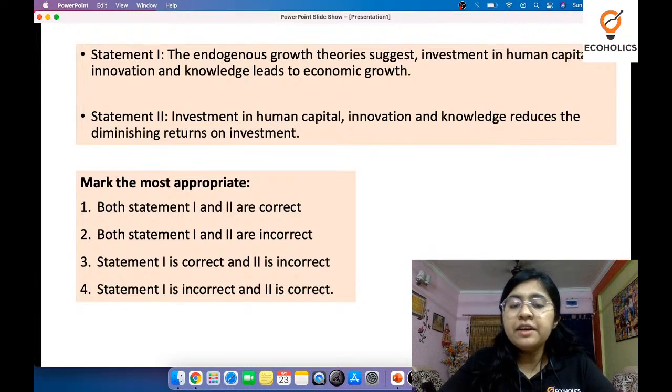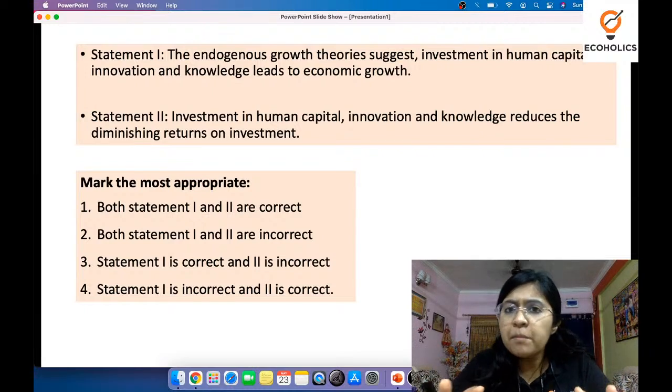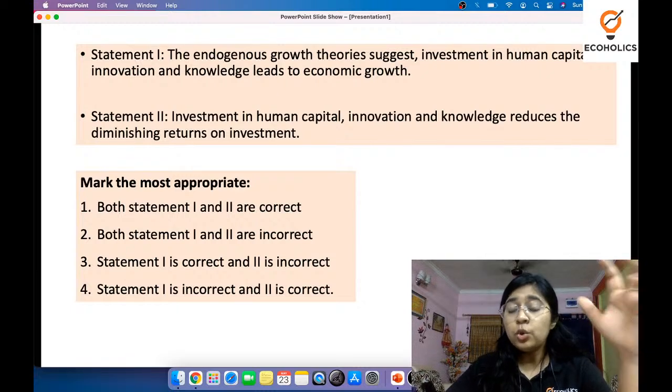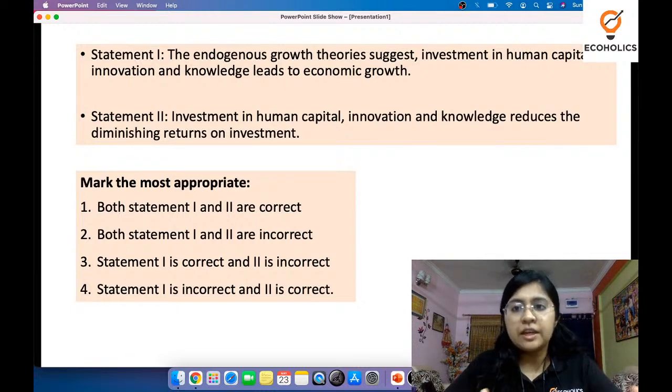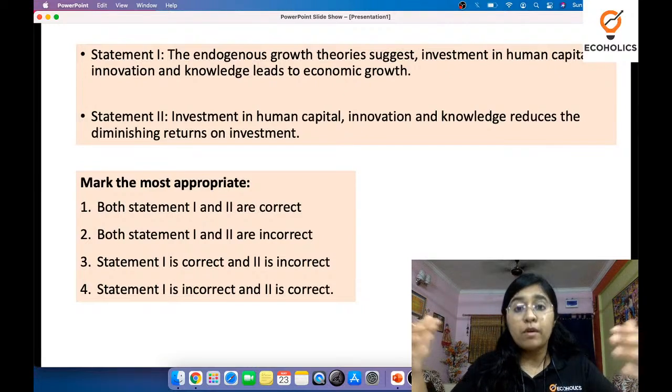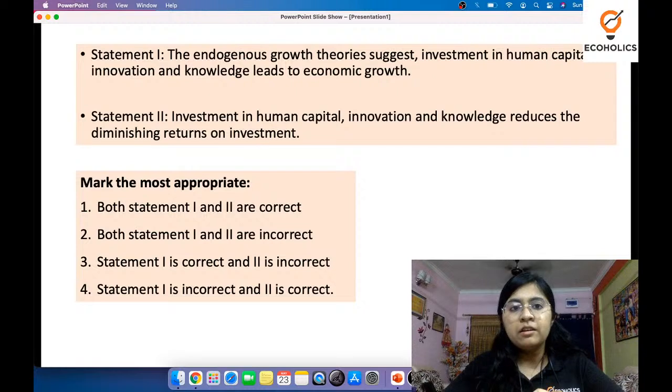Now most importantly, very importantly, in both statements we first have to find the common factor. There are some common factors which are given. These common factors are investment in human capital, innovation and knowledge. Okay, so these common factors have been mentioned in statement 1 and statement 2 both. So somewhere in our mind the logic should arise that maybe these two statements are linked. They are interlinked. We do not know whether they are interlinked in a negative way or a positive way, but we know that they have a link. Now identify the link. What is the link?